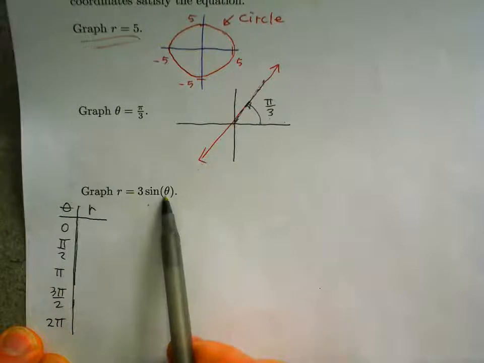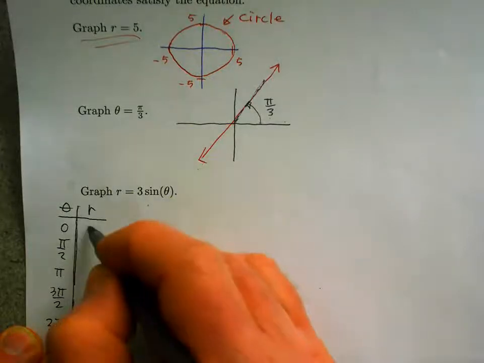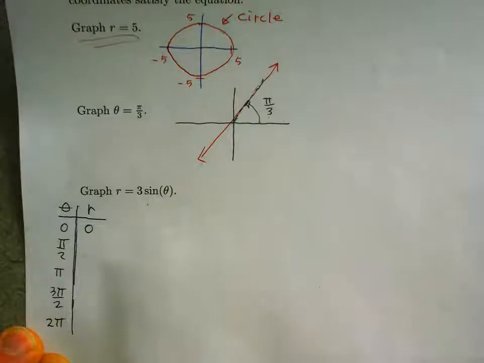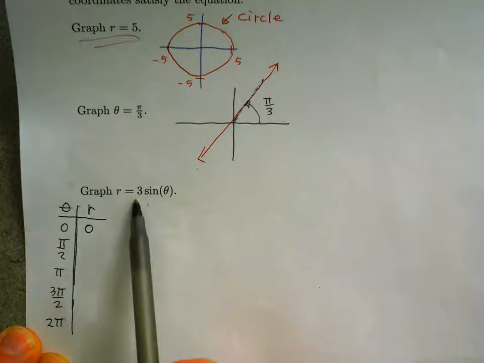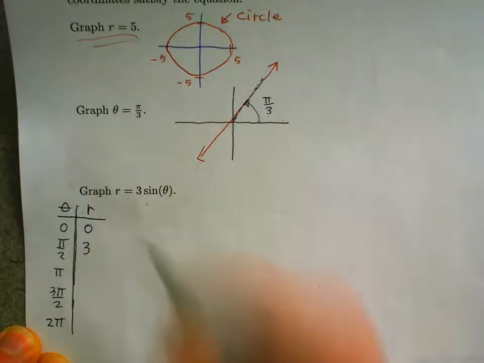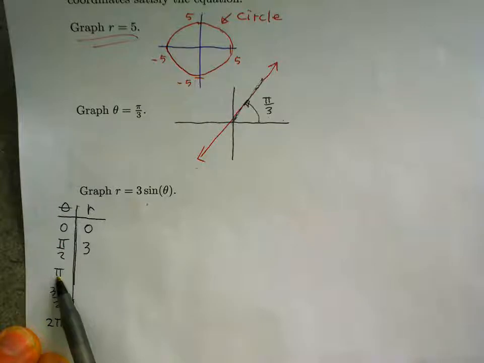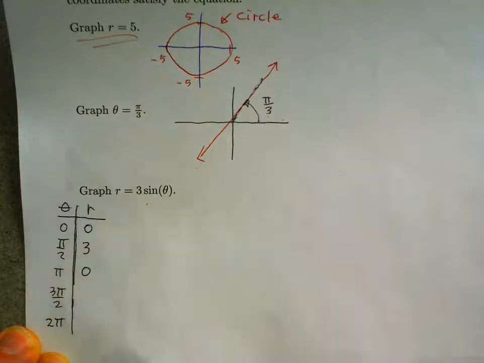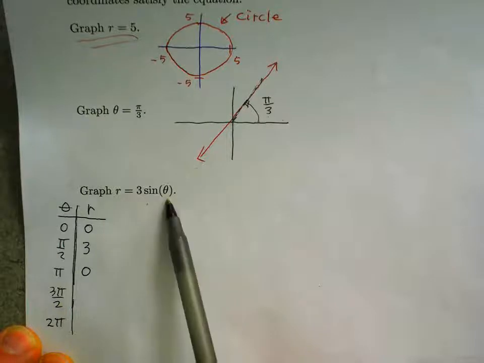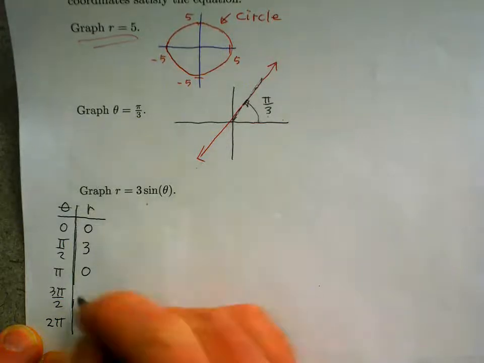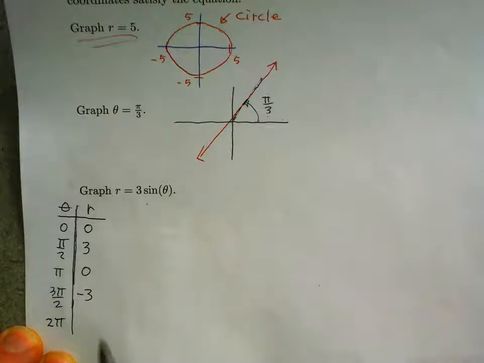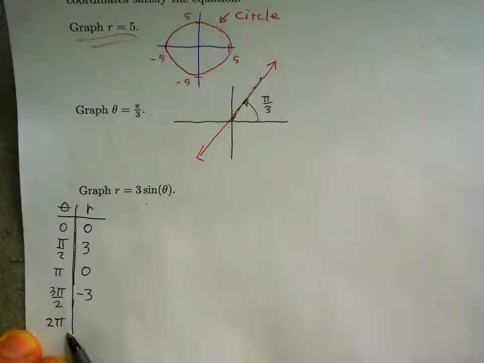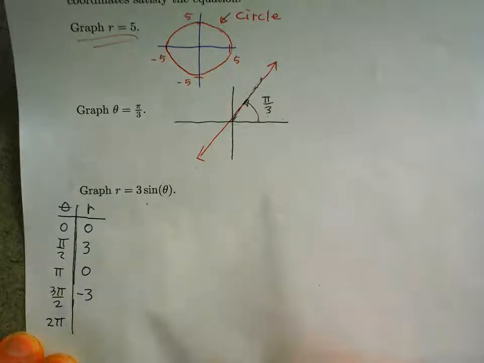When theta is 0, sine of 0 is 0, so the first r value is 0. When theta is pi over 2, sine of pi over 2 is 1, and 3 times 1 is 3. When theta is pi, sine of pi is 0, so the r value is 0 again. At 3 pi over 2, sine of 3 pi over 2 is negative 1. 3 times negative 1 is negative 3. And then when theta is 2 pi, sine of 2 pi is 0. 3 times 0 is 0.